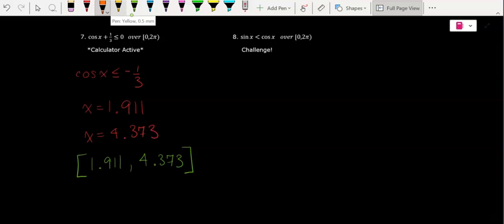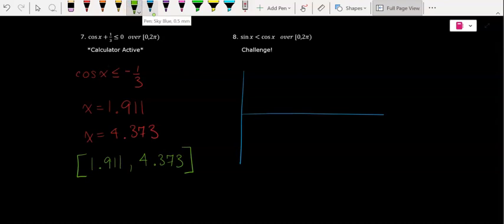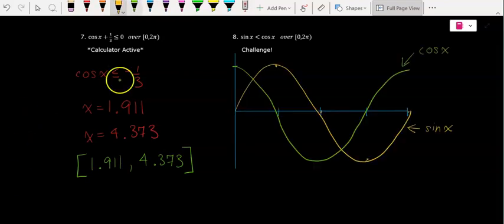Okay, so what I have here on this one, it says it's a challenge. I'm trying to figure out when is sine less than cosine between 0 and 2 pi. Okay, well, let's try it out. So let's go ahead and draw those functions as we know them. Okay, so there we go. I've got both cosine and sine drawn between 0 and 2 pi.